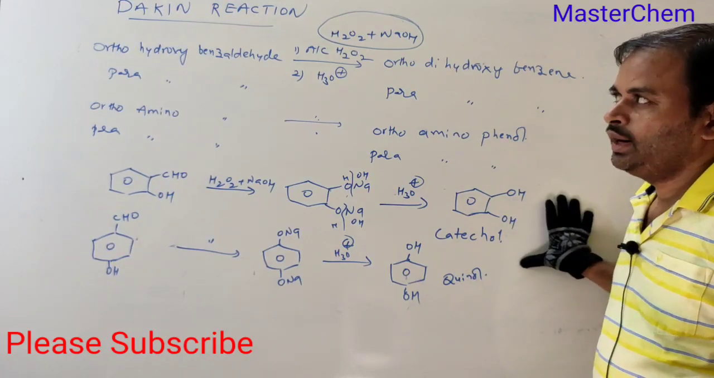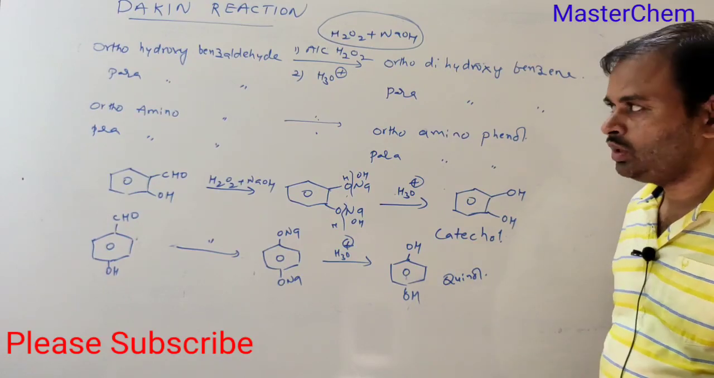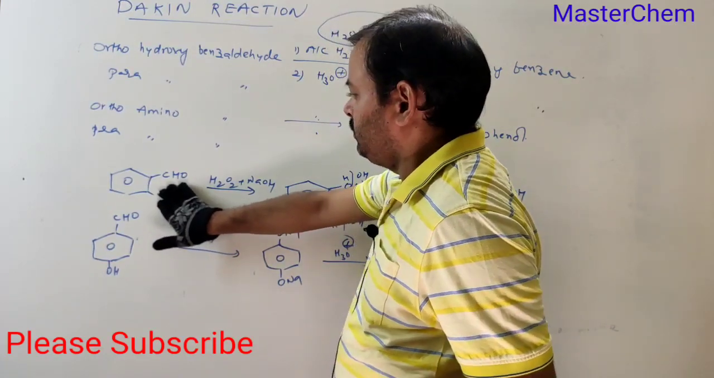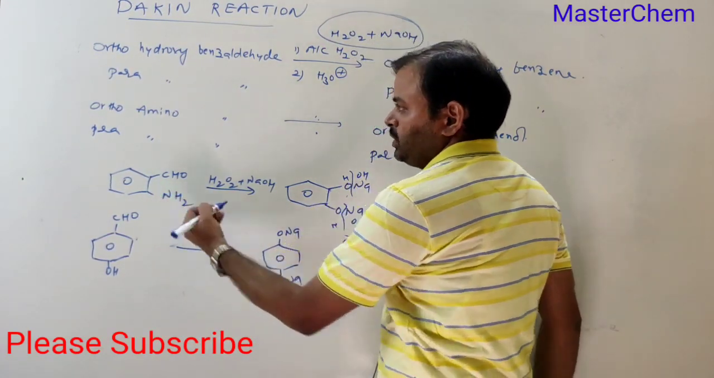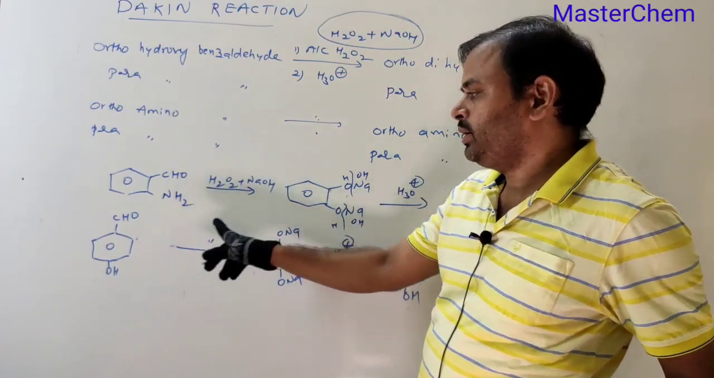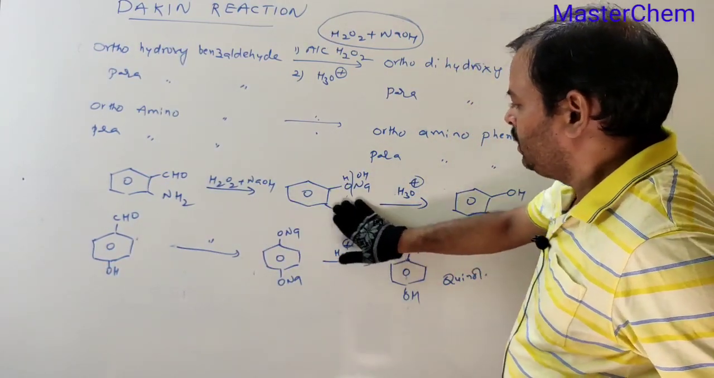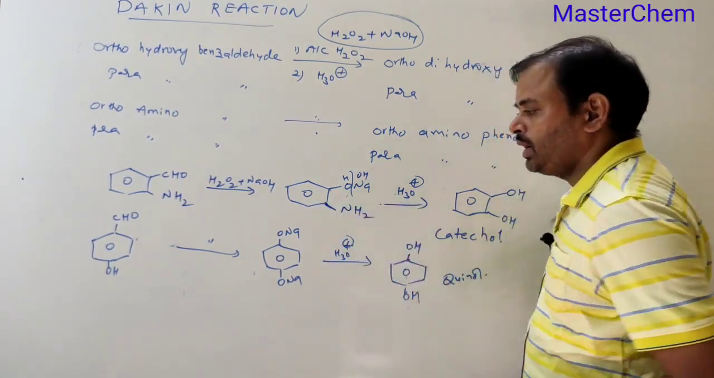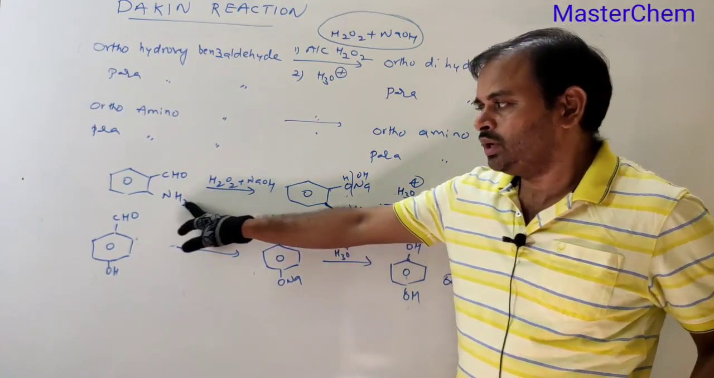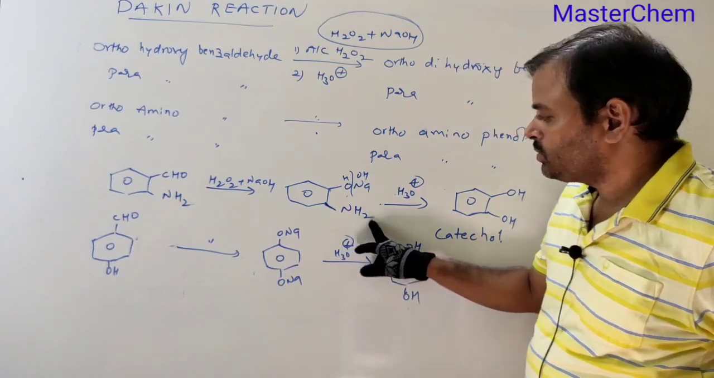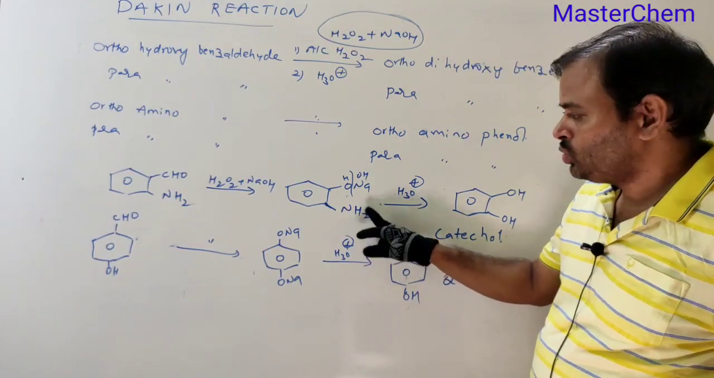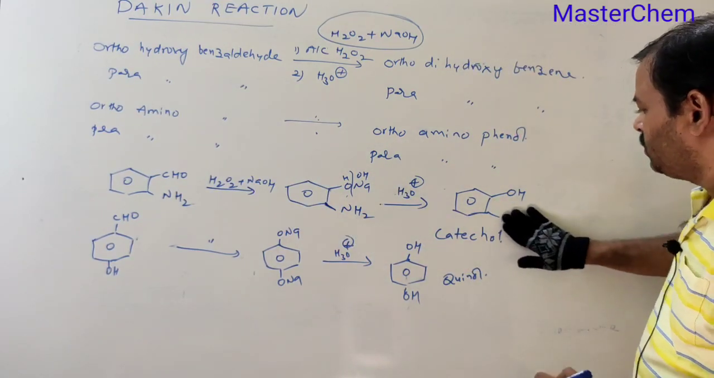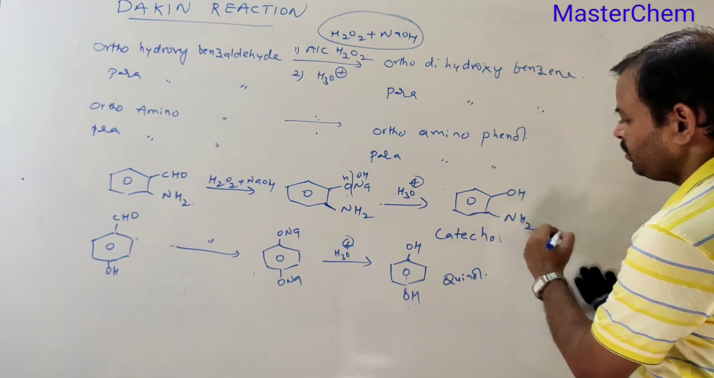So this is the Dakin reaction for hydroxybenzaldehydes. For aminobenzaldehydes, that is ortho-amino, just replace the OH group with NH2. This is ortho-aminobenzaldehyde. Under the same conditions, only the CHO converts into ONa. The NH2 remains the same as NH2 because it doesn't react with this reagent. Followed by hydrolysis, the ortho product is formed.